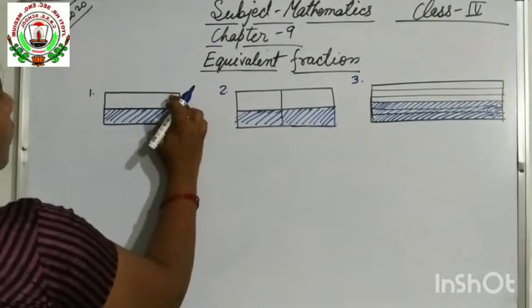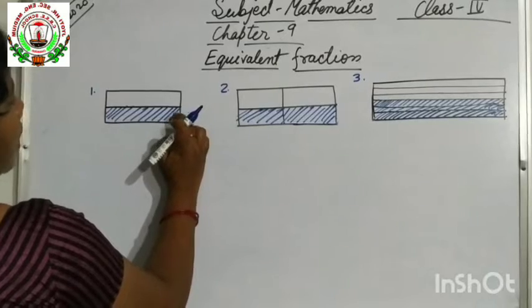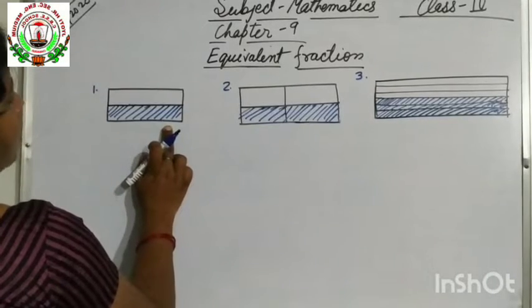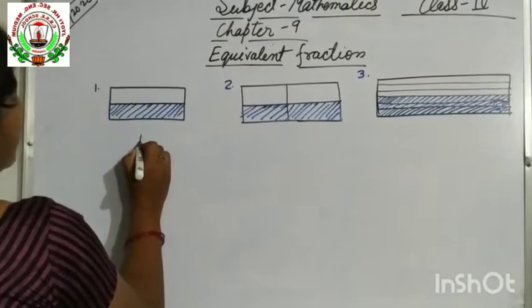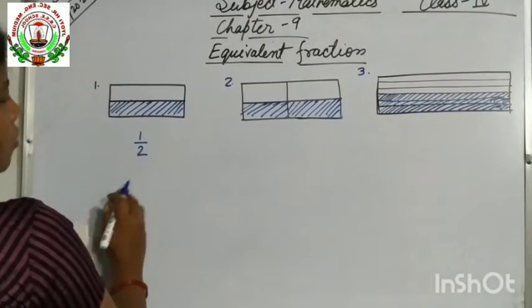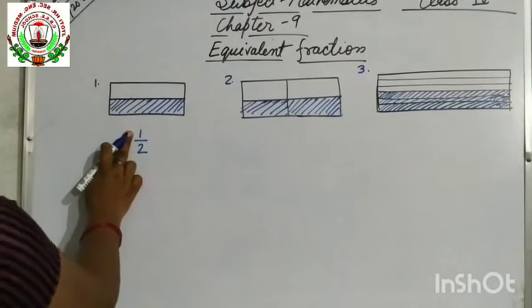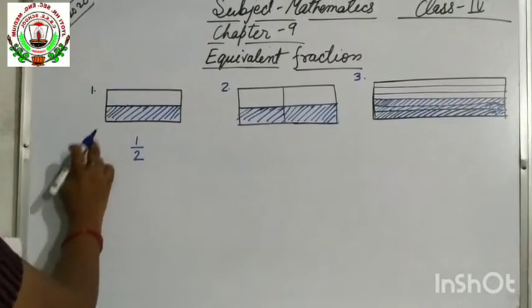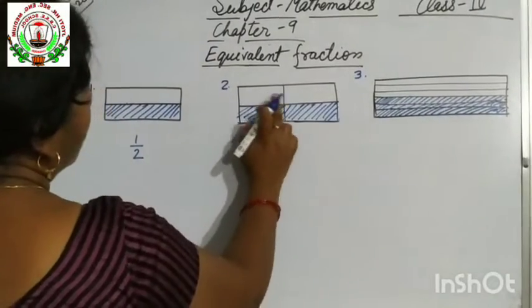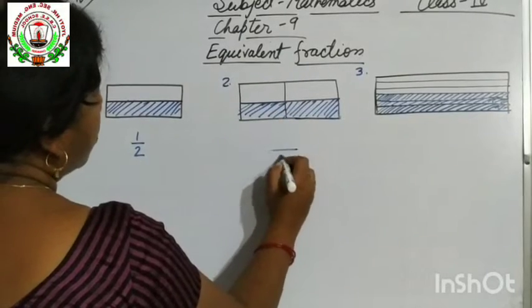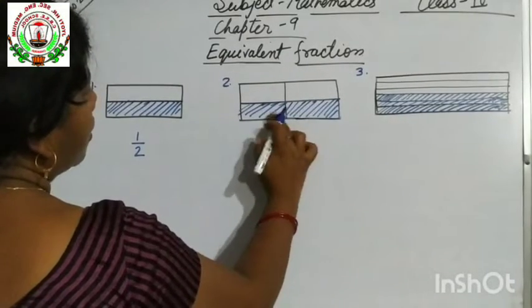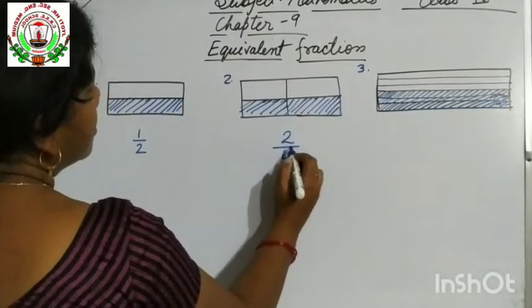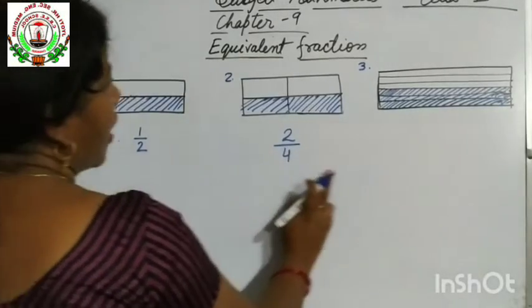Here two parts are there, 1, 2, and the shaded part is only 1. So we can write the fraction 1 by 2. Understood? In the figure, out of 2, 1 is shaded. In the second figure, 1, 2, 3, 4. Out of 4, how many are shaded? 1, 2. So 2 parts are shaded. So its fraction is 2 by 4.